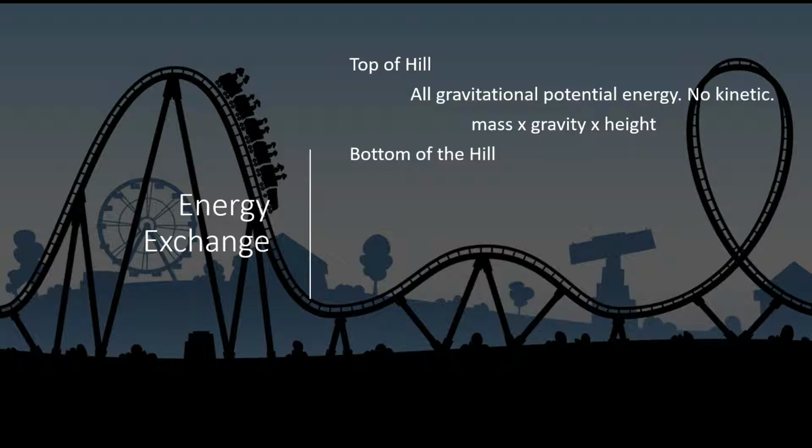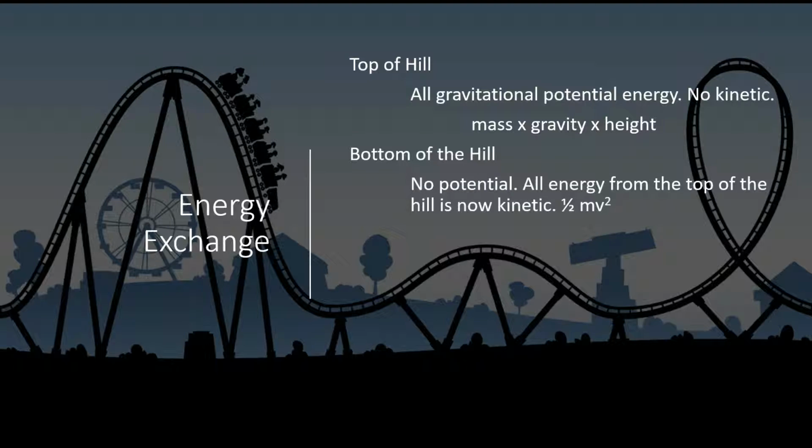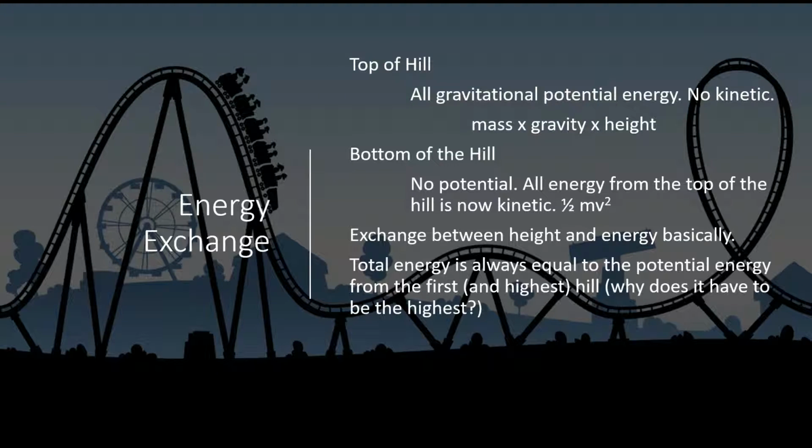Now at the bottom of that hill, if you were to go down all the way to the bottom, you'd have no potential energy. The whole thing would be converted to kinetic, which is 1/2 mass times velocity squared. And ultimately, what we're doing as we go through the roller coaster is exchanging energy with that height. So as I go up, I have more potential, less kinetic. As I go down, I have more kinetic, less potential. That's the idea. Okay. Ultimately, you want to remember that the total mechanical energy remains constant across the whole thing.